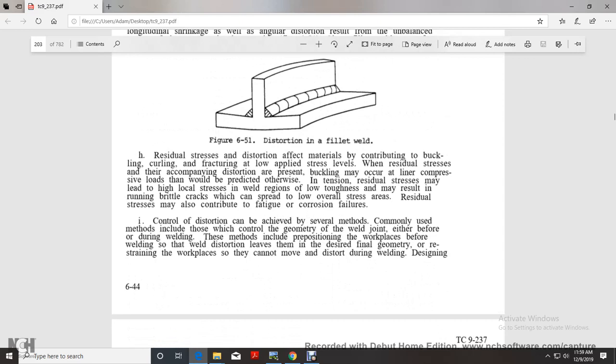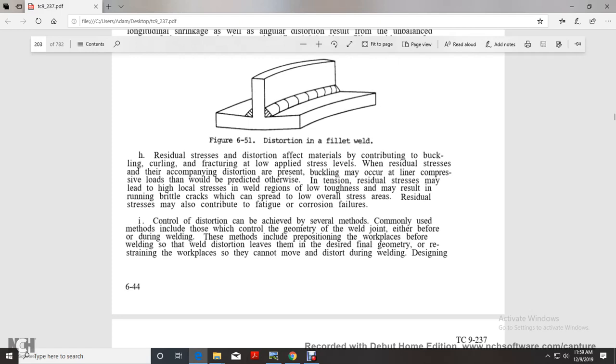H. Residual stress. Distortion affects the material through contraction, buckling, curling and fracturing, and lowers the applied stress level. The residual stress accompanies the distortion present. For linear compressive loads, that would be predicted. Otherwise, residual loads may be delayed with a high local stress in the welded region. Low tensile strength and low toughness may result in the running of brittle cracks, which can spread to low overall stress areas, but the residual stress may also contribute to fatigue and corrosion failures.